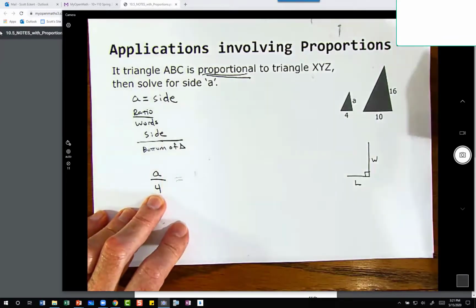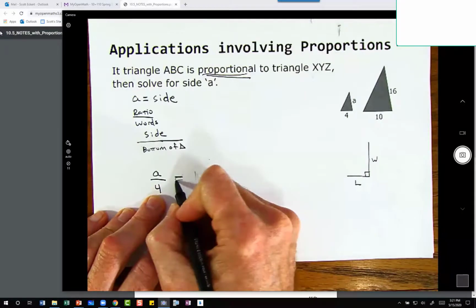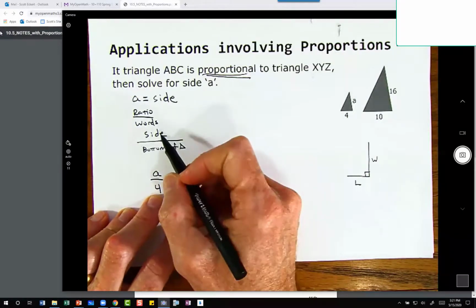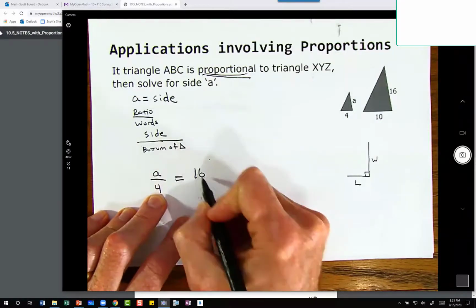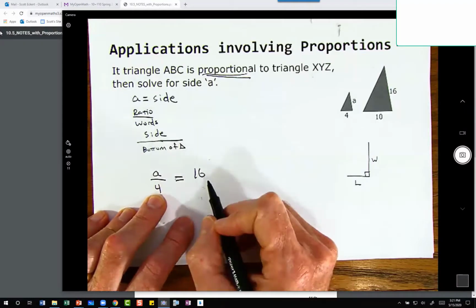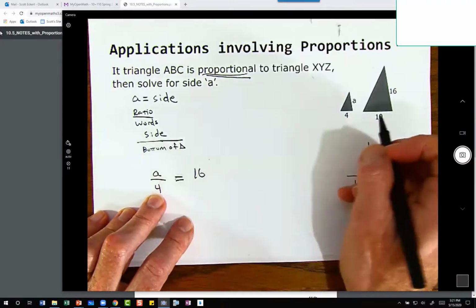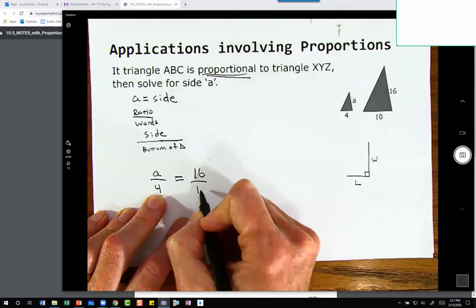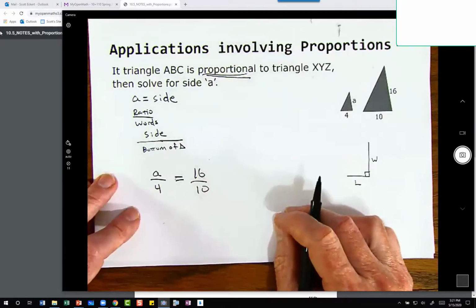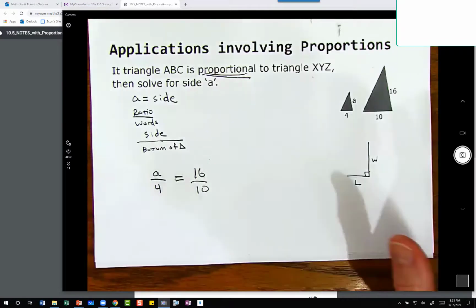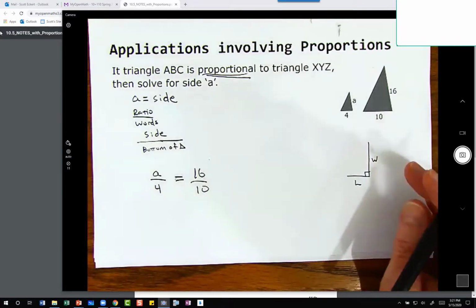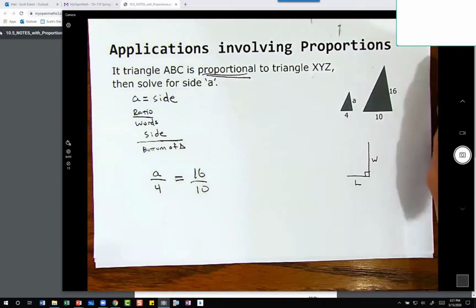That's how Rhiannon knew so fast, because the side is going on the top and 16 is the side. It has to be 16 on the top. 10 is the bottom number for the triangle, so we're putting it on the bottom of our fraction. In that way, our fractions don't get screwed up, and our cross multiplying is going to work just fine now.